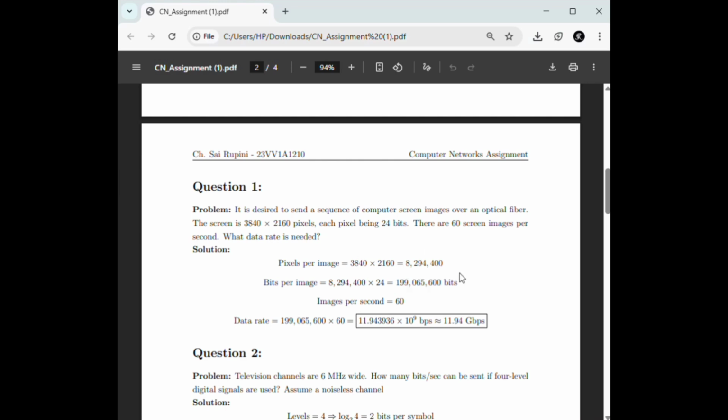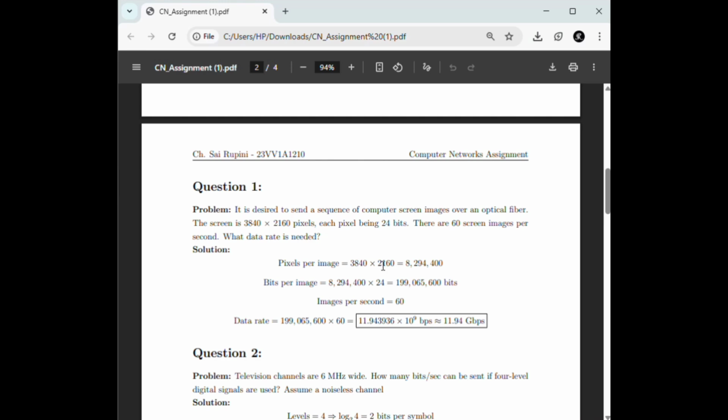In the question it is also given that there are 60 screen images per second, so images per second equals 60. The data rate is simply calculated by multiplying the number of bits by 60, which gives us 11.94 gigabits per second.